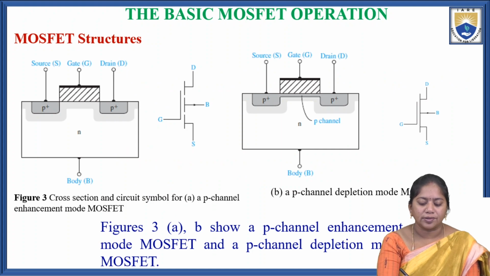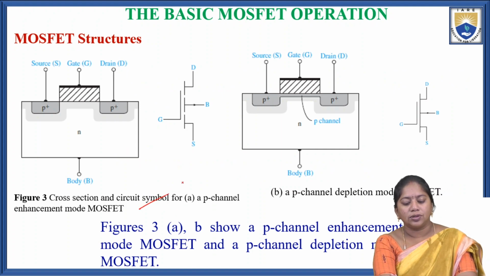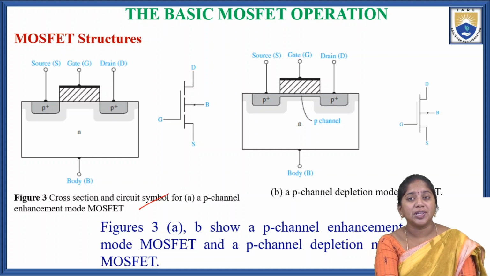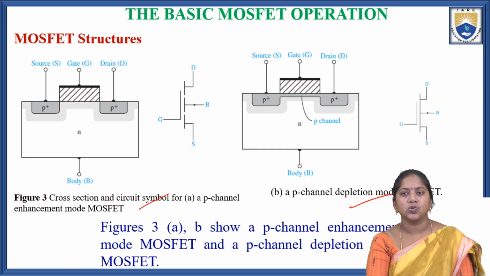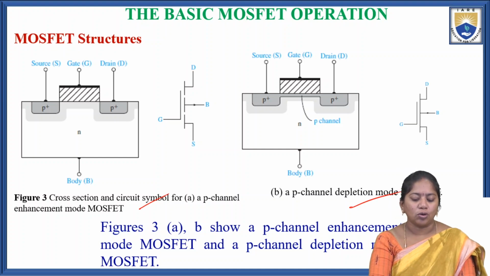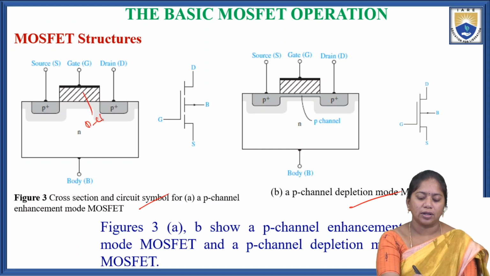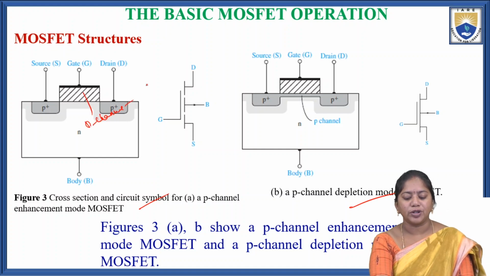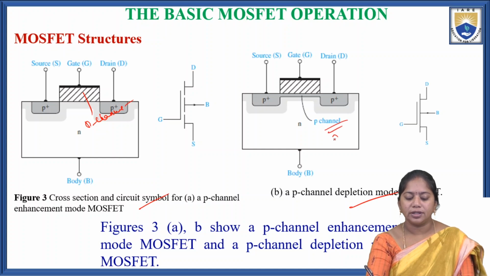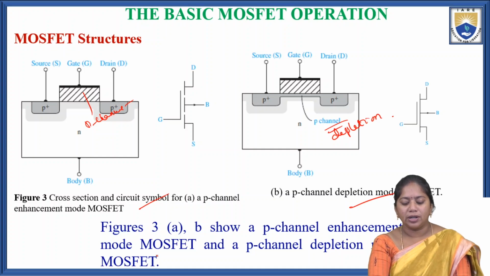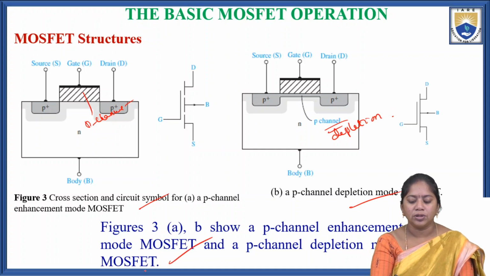Next, the MOSFET structure: the cross section and circuit symbol for the p-channel enhancement mode MOSFET and the p-channel depletion mode MOSFET. Figure A shows the p-channel enhancement mode MOSFET. Here this is the p-channel enhancement mode, and here also this is the p-channel depletion mode MOSFET. The circuit symbols and cross-section views are shown in the figure.